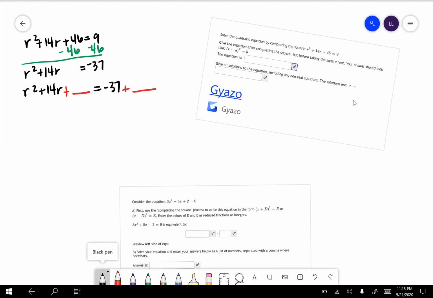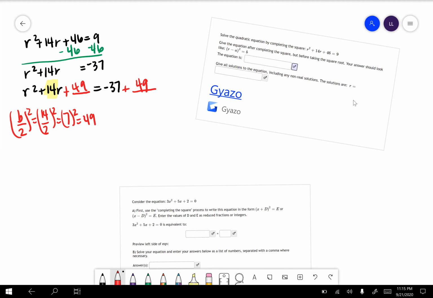All right, so we're going to do half of b and square it. So our b is 14. We're going to say b over 2 squared, which is 14 over 2 squared, which is 7 squared, which is 49. So we're going to actually add 49 to both sides. That's what we're adding to both sides.